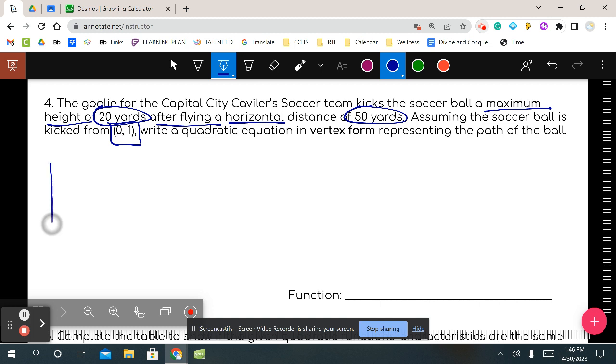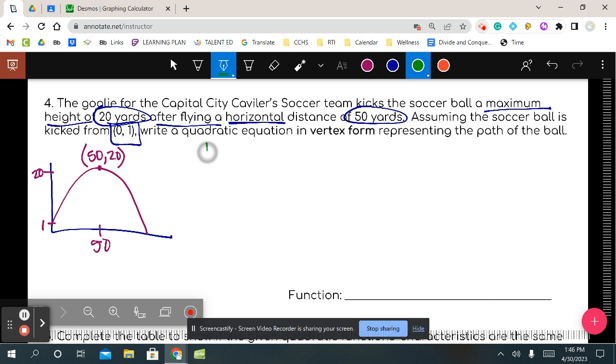the ball. So if we were to draw our picture, this ball starts at 1, it goes up, and then it comes back down. It reached a maximum height of 20 yards after flying 50 yards. So our vertex is going to be (50, 20). Now, you're like, well, how am I going to put this in vertex form? I have no a value, because this is our formula we have to use to get it into vertex form: y equals a(x minus h) squared plus k. We have our h and we have our k, but we have no a value.